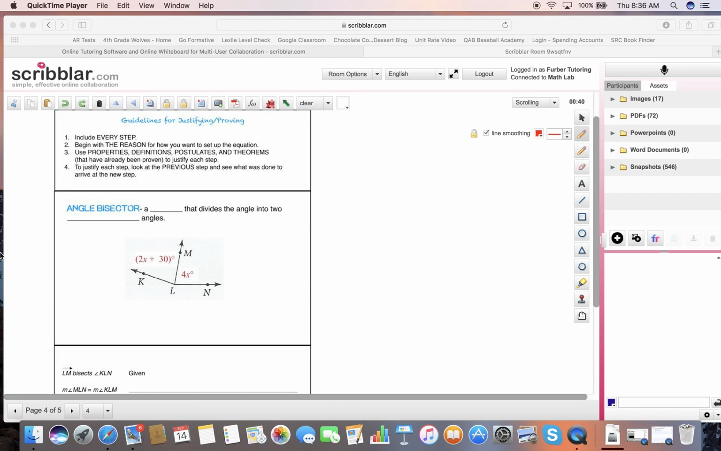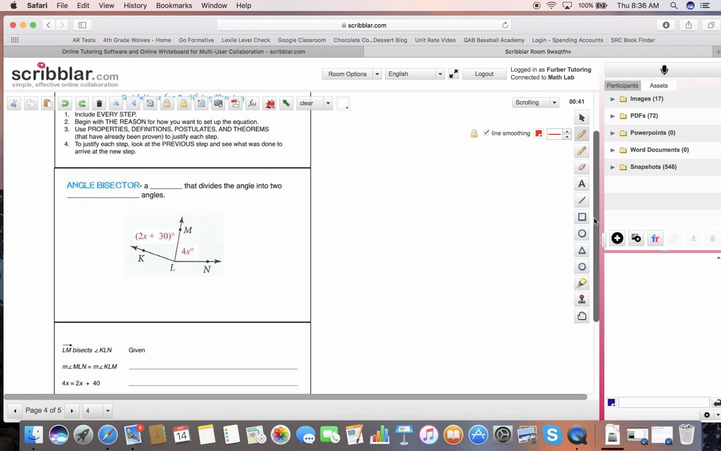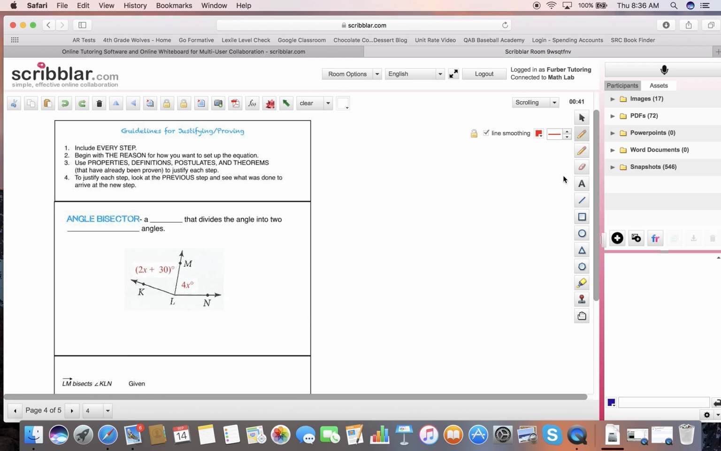So we're going to do one more example of how to justify or prove the steps you are taking in an equation. This is, again, the precursor to proofs in geometry. We talked about these steps already: we begin with the reason for why we're setting up the equation that way, and then we prove each step using properties, definitions, postulates, or theorems. We're mostly using properties because these are more geometry things that we're headed for. And we have to remember that if we want to justify each step, we have to look at the step above it in order to understand what we did to arrive at the new step, okay?